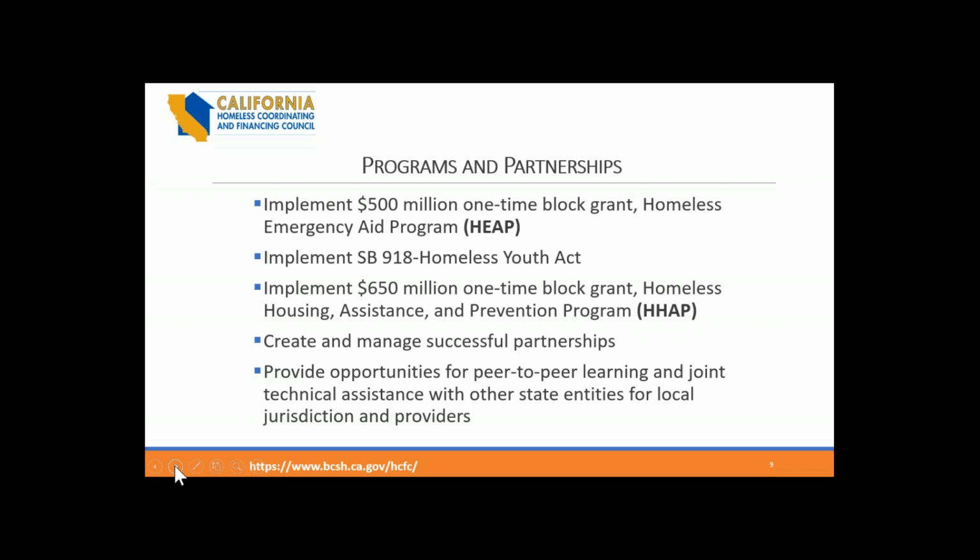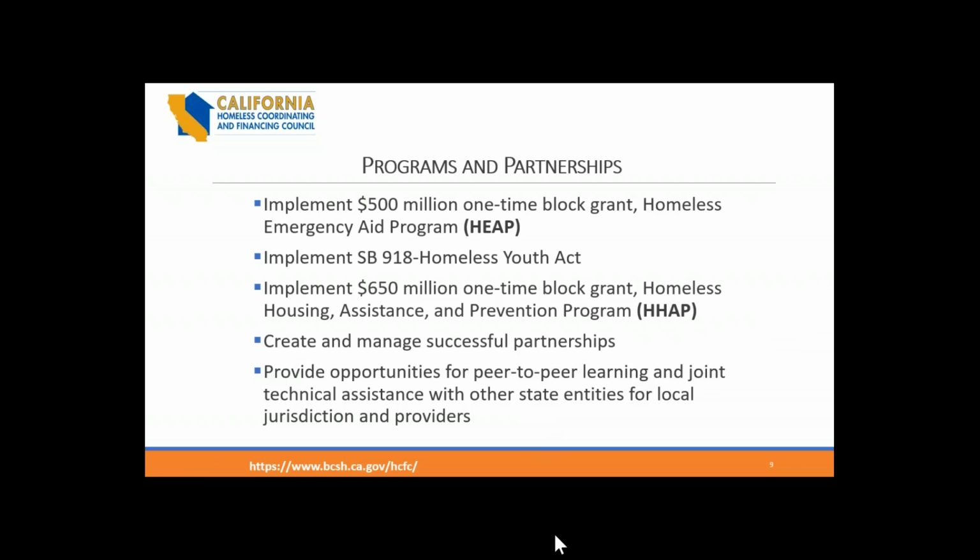We also provide opportunities for peer-to-peer learning and joint technical assistance. One of the things that I do for HEAP, and will continue to do, is weekly office hours for the folks who are the applicants of the HEAP and HAPP dollars directly to us. That allows conversation to happen around the application process, implementation, partnering, and using other resources. It has turned into an opportunity for them to learn from one another and for us to present best practices.